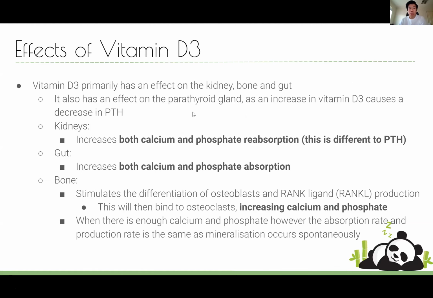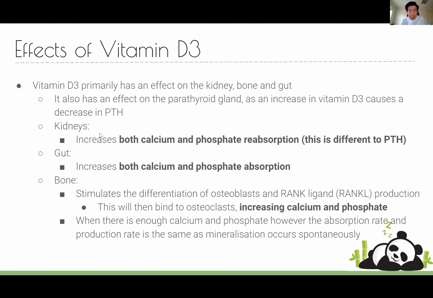So the effects of vitamin D. Vitamin D has the same effect on the kidney, bones, and gut as well. So the same sort of targets we were talking about before. It also has an effect on the parathyroid gland. As vitamin D increases, it will cause a decrease in parathyroid hormone. That's kind of an important thing to talk about.